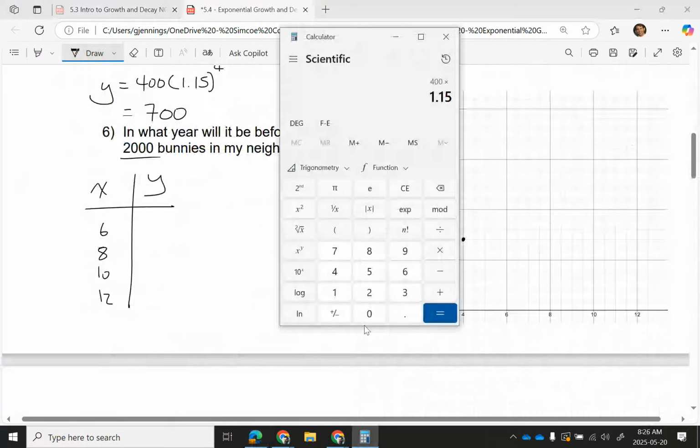925. Okay. Now I could do 400 times 1.15 raised to the power 8 equals, oh, we're getting closer to 2,000. 1224. To the 10: 1618.